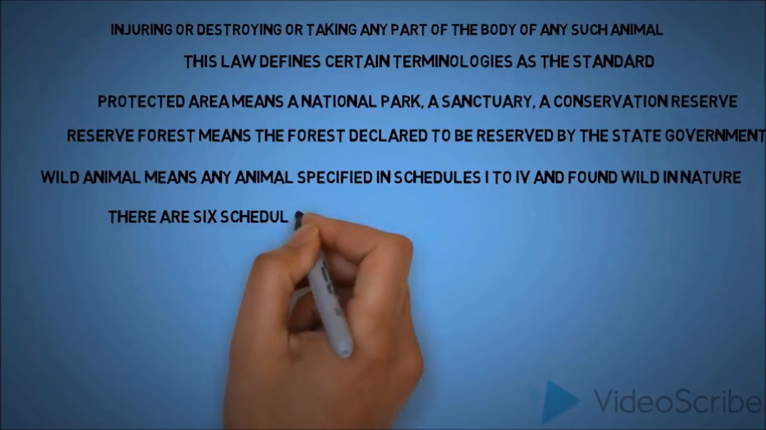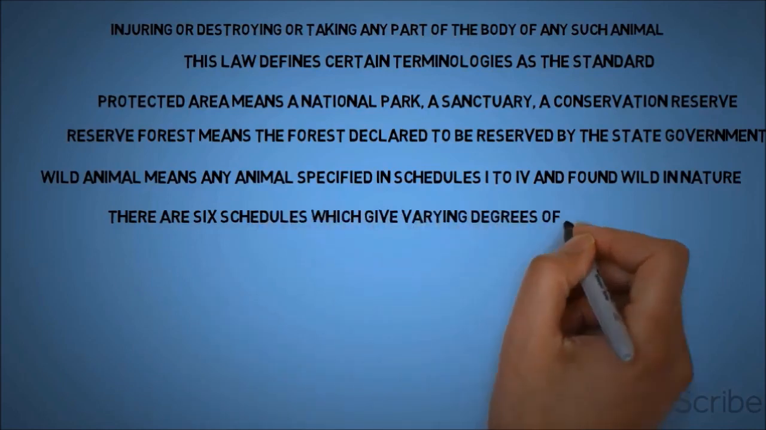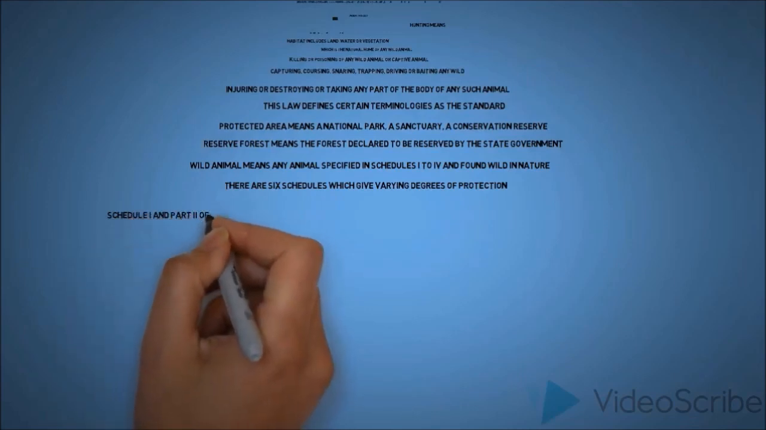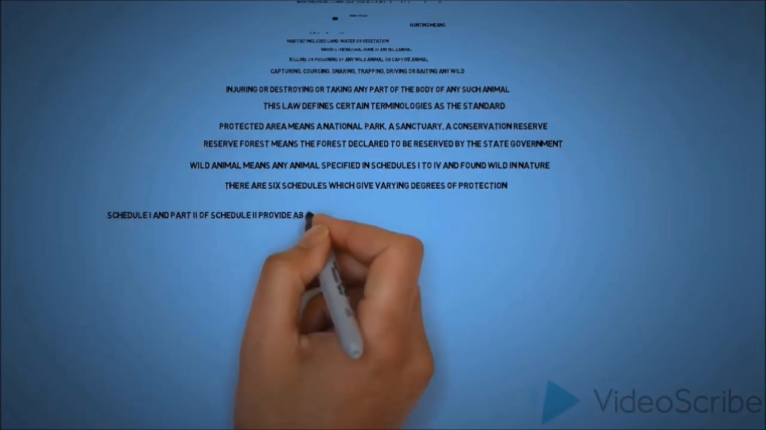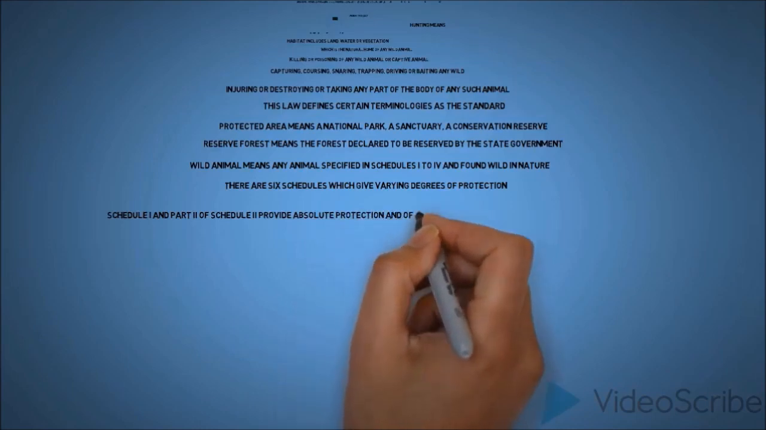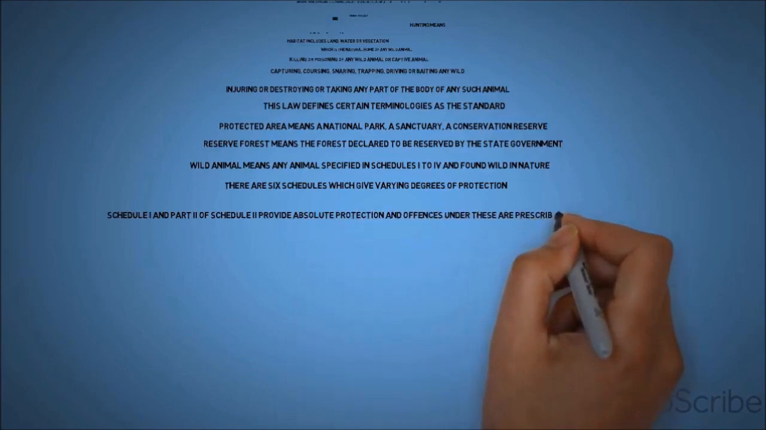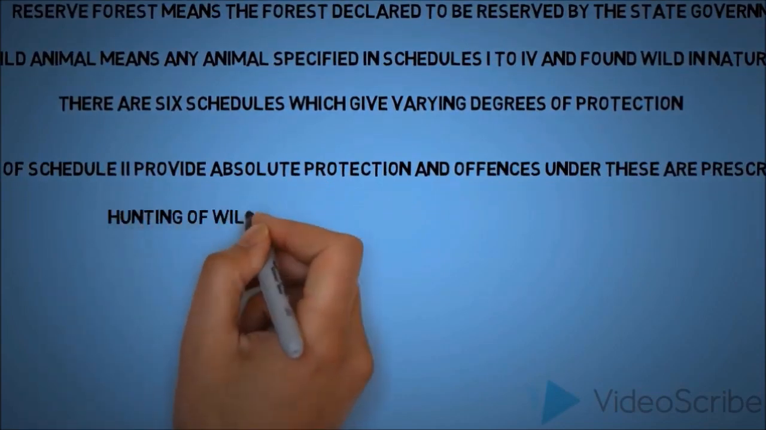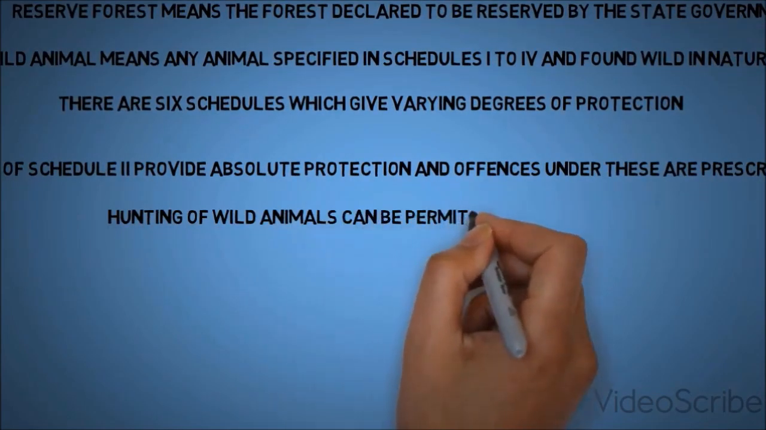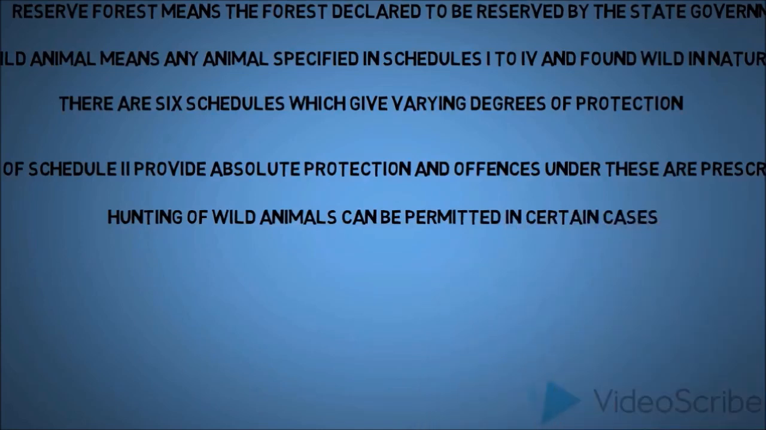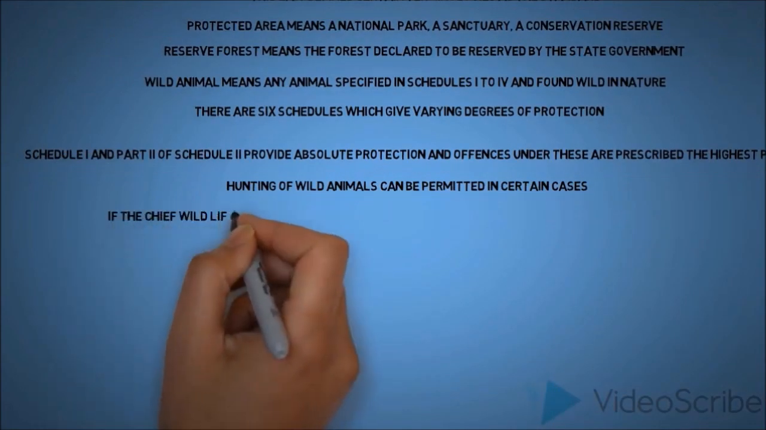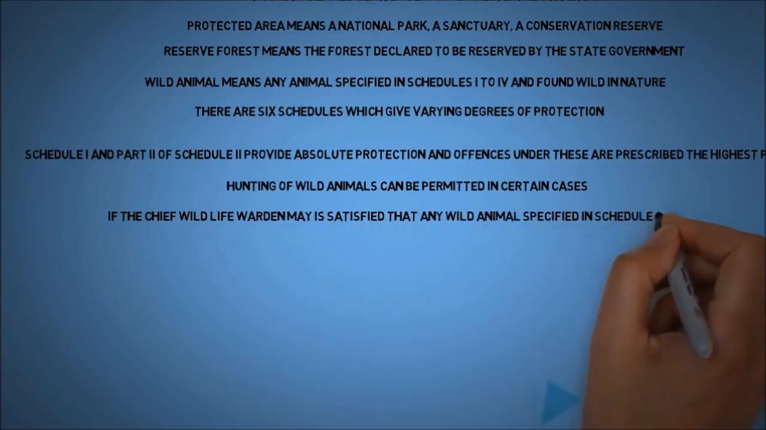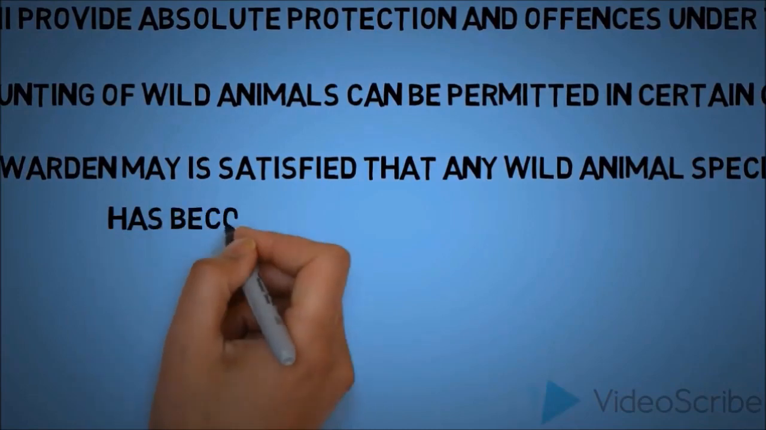There are 6 schedules which give varying degrees of protection. Out of these 6 schedules, Schedule 1 and Part 2 of Schedule 2 provide absolute protection, and offences under these are prescribed the highest penalties. Hunting of wild animals can be permitted in certain cases if the Chief Wildlife Warden is satisfied that any wild animal specified in Schedule 1 has become dangerous to human life.